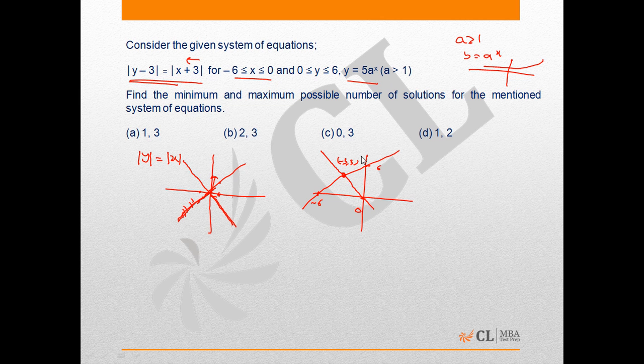So if the graph will be like this, it will cut the other graph at 2 points. But if you change the value of a, it can happen that the graph will pass through this point. So the number of intersection points can be 1 also or can be 2 also. And the minimum and the maximum value will be 1 and 2. Option D.